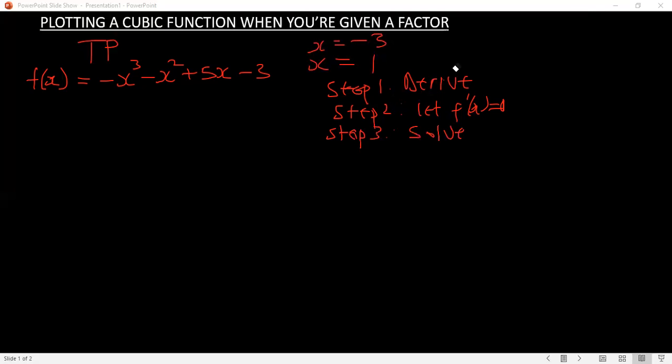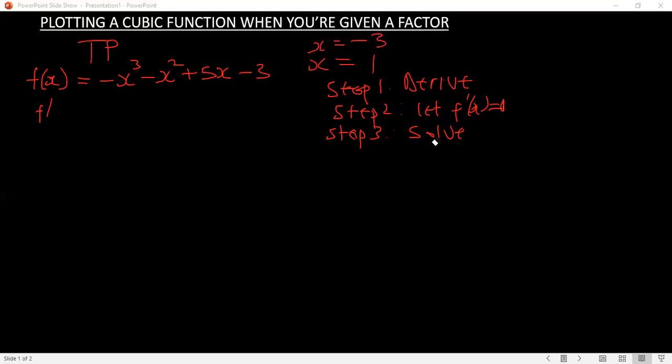Okay, so let's apply these steps. When you want the turning point, you first derive, let the derivative equal to 0, then solve, and substitute the x values into the original equation. So let's apply the steps.